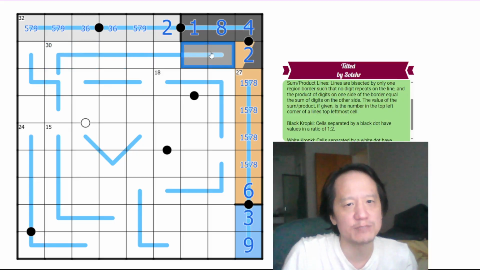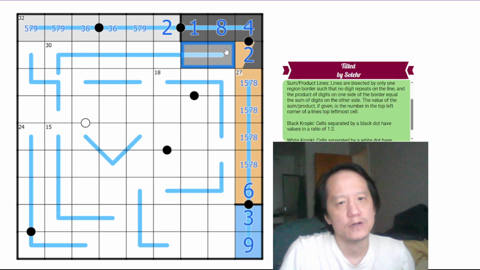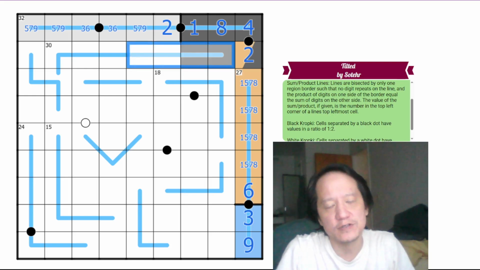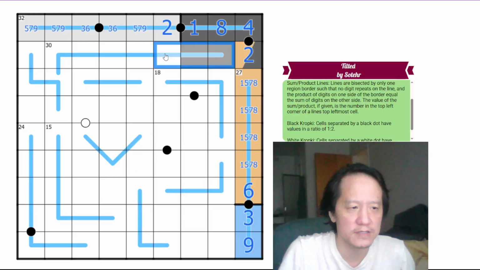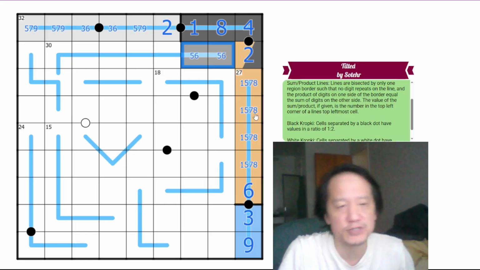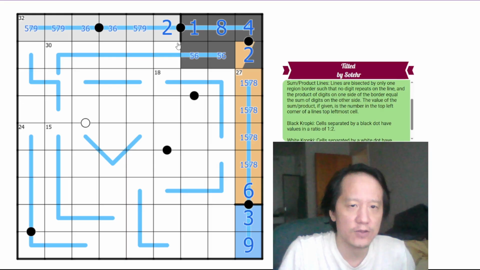So this must be the 5 part. This cannot be the sum. So we know 5 has to be one of these. It cannot be 2 and 5. Sorry, it cannot be 2, 3, and 5. It has to be 5 and 6. And it cannot have a 1. So this must be then 5 and 6 here specifically. And the rest of it adds up to 30.